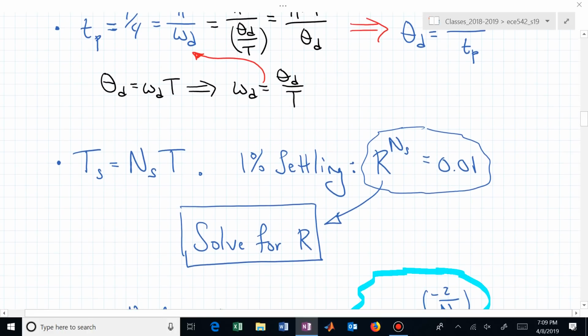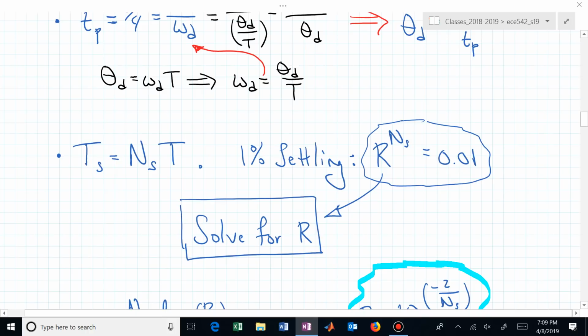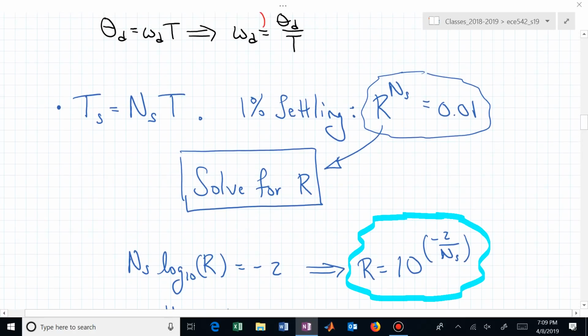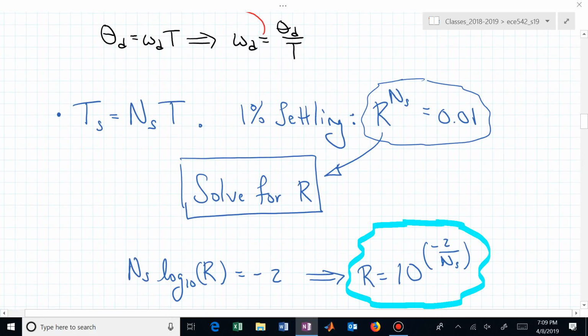What sample period or value of N sub s gets you less than 0.01 and stays there? You can solve that for r, and doing that, we can take the log base 10 of both sides, take the anti-log again, and you now have r is equal to 10 raised to this power of minus 2 over N sub s. That will give you your radius.